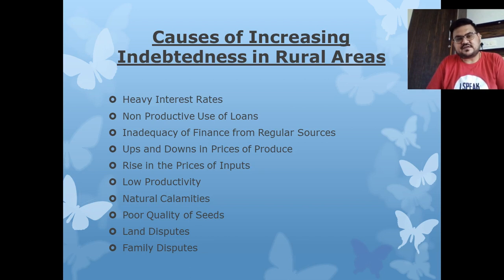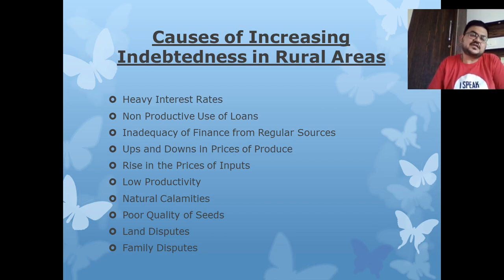So the interest rates are very high. They're not using the loans properly. They are taking loans and using them to solve their personal problems. They also do not get finance in a regular pattern, that is, they are not getting money in a monthly or systematic manner. Whatever they are producing, the prices are going up and down, so they are not able to recover enough money.